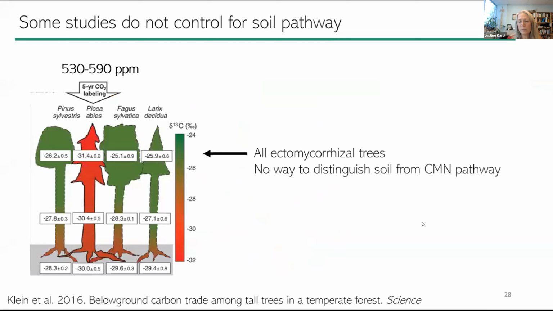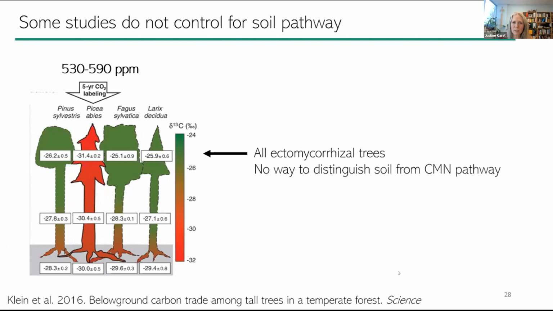So this arbuscular mycorrhizal plant, using this natural barrier, is a great way to try to control for what's moving through the soil pathway. And even though, as I explained, there are some limitations to using it as a control, it's still really necessary. So for example, this paper came out in 2016, and it was a Science paper. So as you know, it's one of our most prestigious journals.